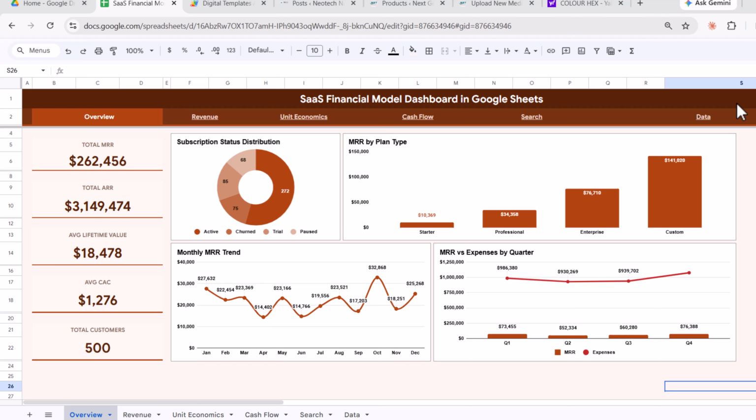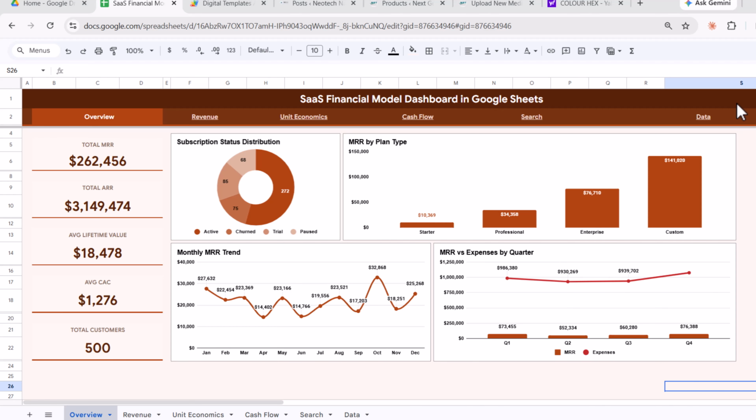On the left side, you can see high-level KPI cards showing your total MRR, total ARR, average lifetime value, average CAC, and total customers. These give you an instant snapshot of how your SaaS business is performing. Moving to the right, we have a breakdown of your subscription status distribution showing active, churned, trial, and paused subscribers. Next to that, you can see your MRR by plan type across starter, professional, enterprise, and custom tiers.